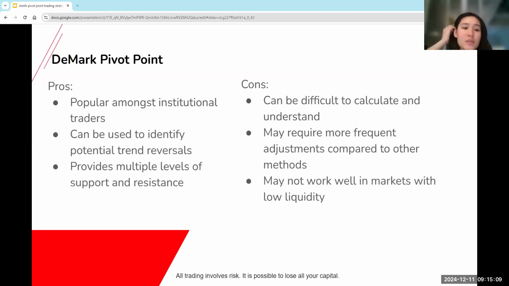And the DeMark pivot point. So this is quite popular amongst institutional traders. It can be used to identify potential trend reversals, provides multiple levels of support and resistance. Cons is that it can be difficult to calculate and understand, may require more frequent adjustments. And again, since it's often used by institutional traders, it might not work well in markets with lower liquidity.